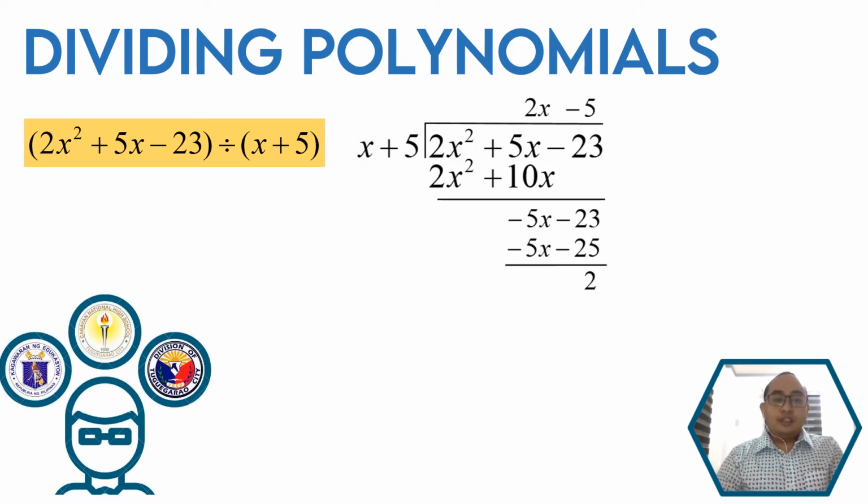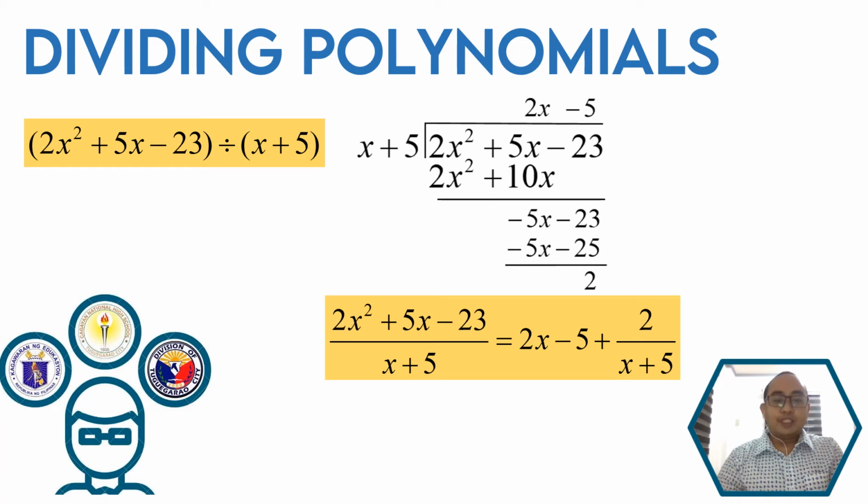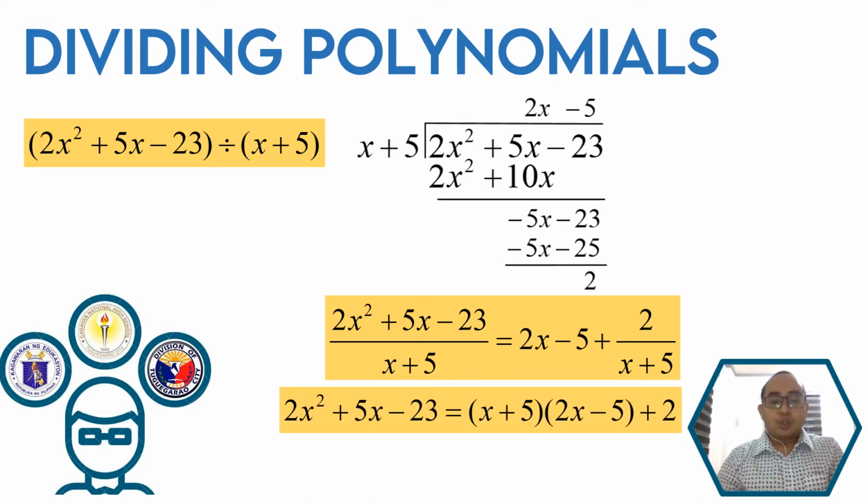So we now say that the quotient, therefore, of 2x squared plus 5x minus 23 divided by x plus 5 is 2x minus 5, and the remainder is 2. So we can write it as 2x squared plus 5x minus 23 all over x plus 5 is equal to 2x minus 5 plus the remainder 2 over x plus 5. Or we can also write it as 2x squared plus 5x minus 23 is now equal to the divisor x plus 5 times 2x minus 5 plus 2.